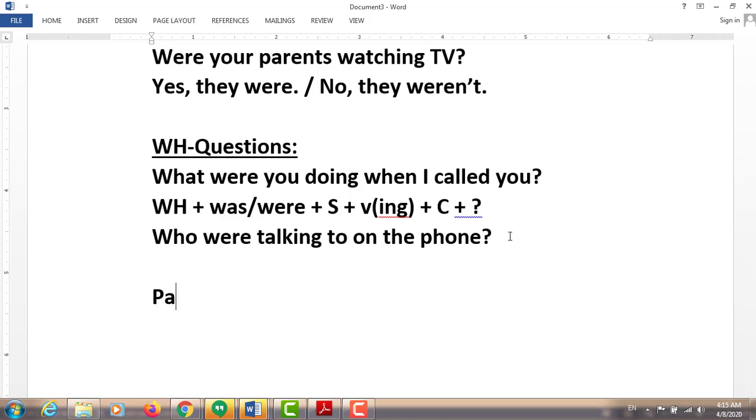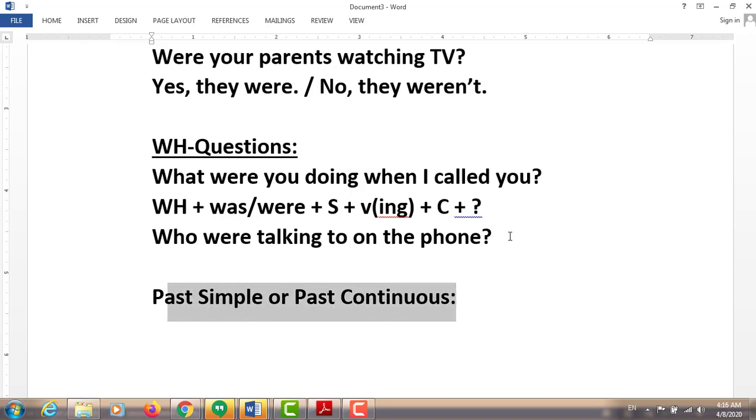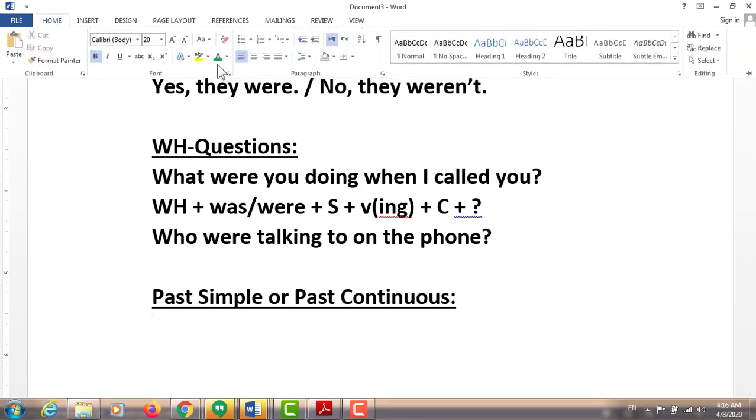Which one can I use, past simple or past progressive or continuous? I usually repeat both the names because you will hear mostly past continuous or past progressive. So the other name for past continuous is past progressive. Okay, so listen. First, let me give it a bullet.